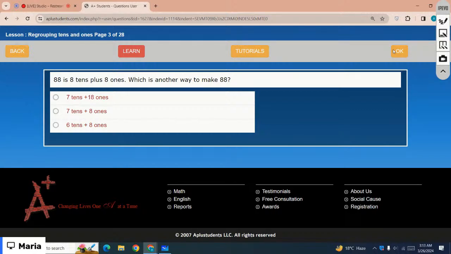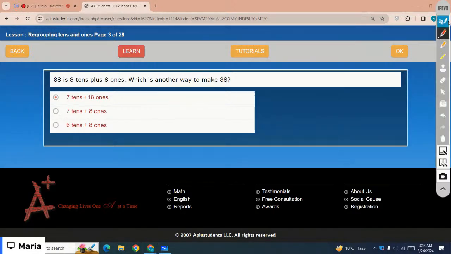That is 7 tens and 18 ones. How? You already have 7 tens here, right? You can write this one again as 18. You can write it as 1 ten and 8 ones, right? So you can add tens and tens.